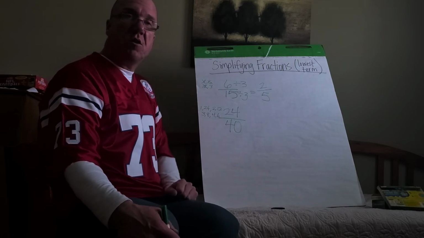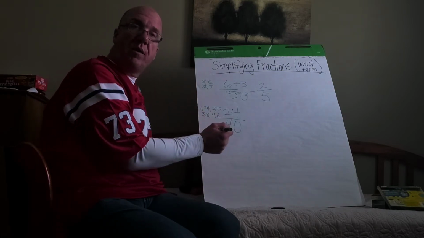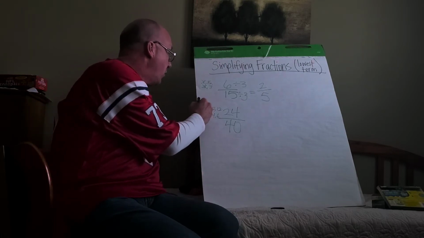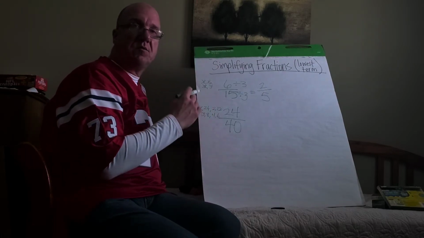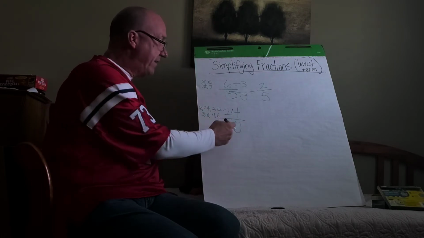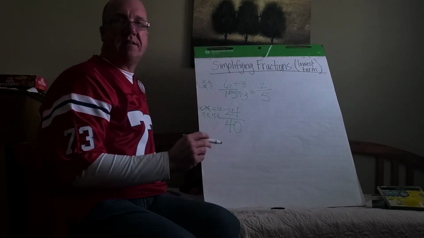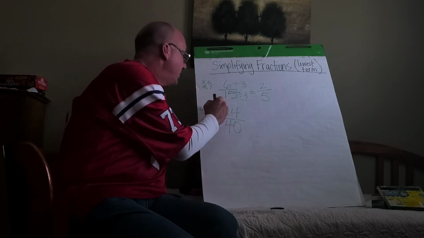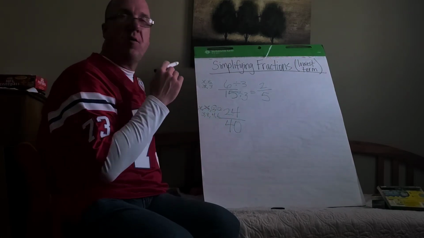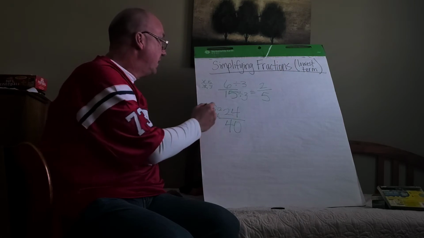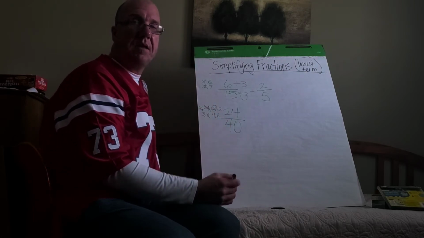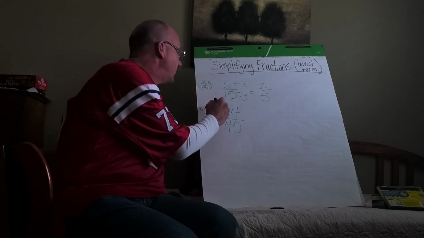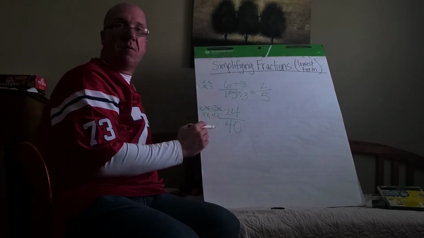Let's see which ones go into 40. Does 1 go into 40? Yes. Do I ever use 1 to simplify? No. 24 plus 24 is 48. It skips over the 40, so that does not work. Does 2 go into 40? Yes. It's an even number, so therefore we know 2 could be a possibility. Does 12 go into 40? 12, 24, 36, 48. 12 skips right over it, so that will not work.